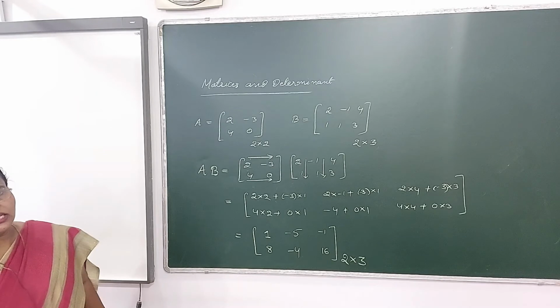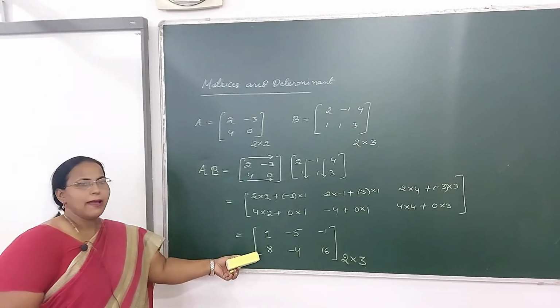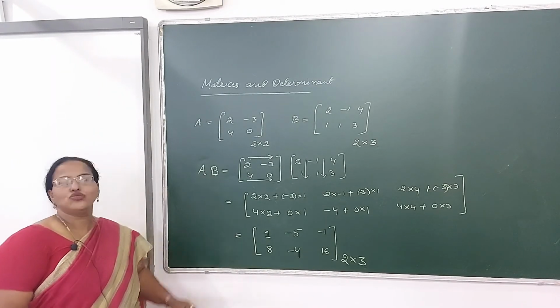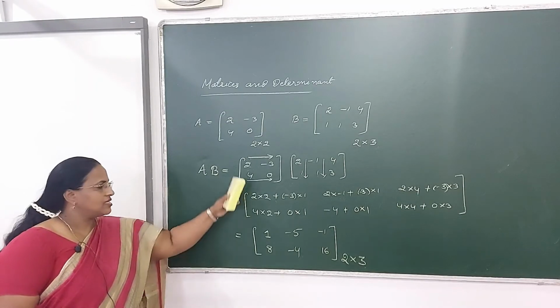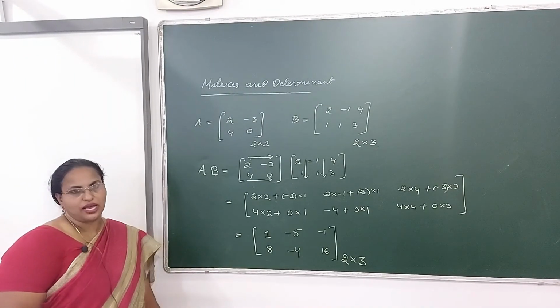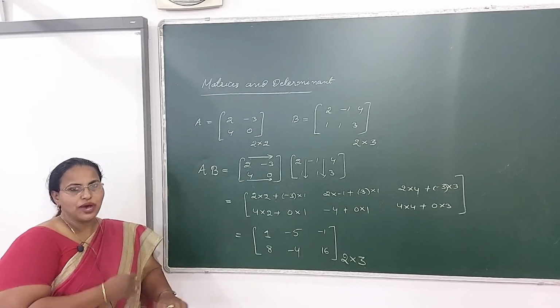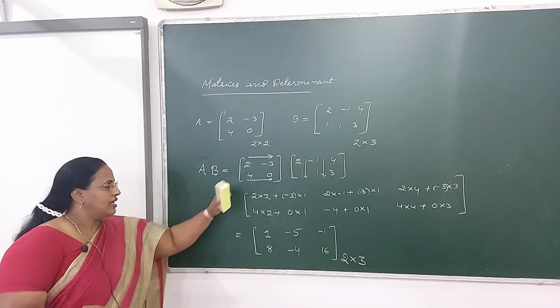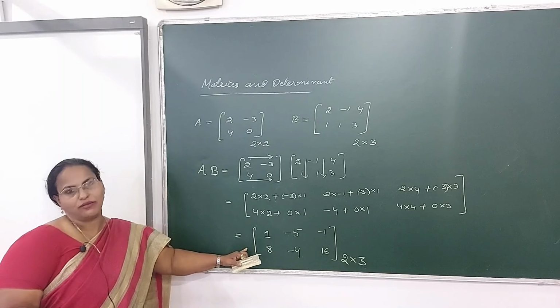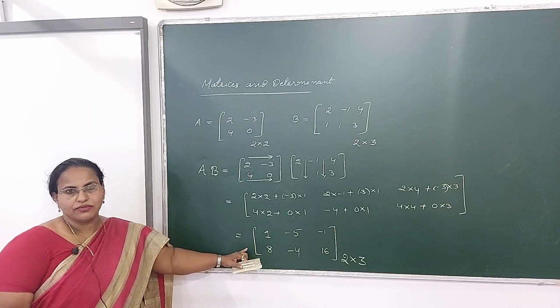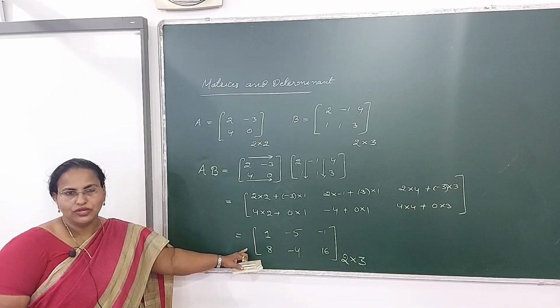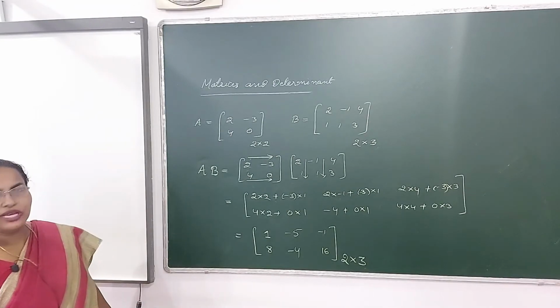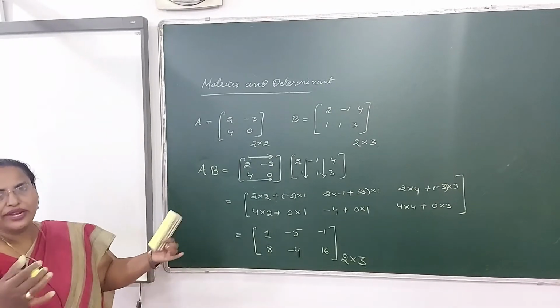So check the answer. This is the multiplication of the two matrices, and this is the procedure of multiplying. See, once you are practicing it, the second step is not at all required. Directly from here to here you can move, no issue. So I hope it is clear to you. Let me take one more example. Now we'll try to do it directly also.